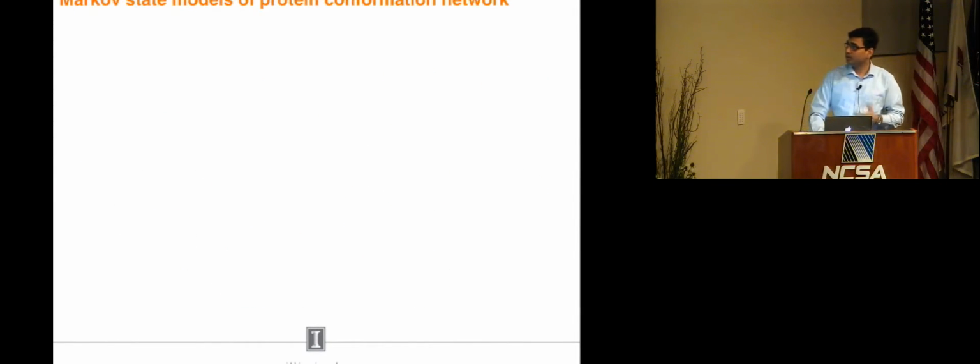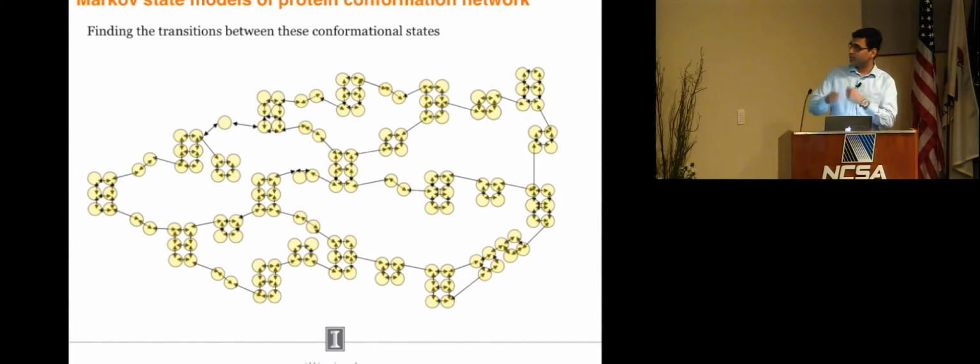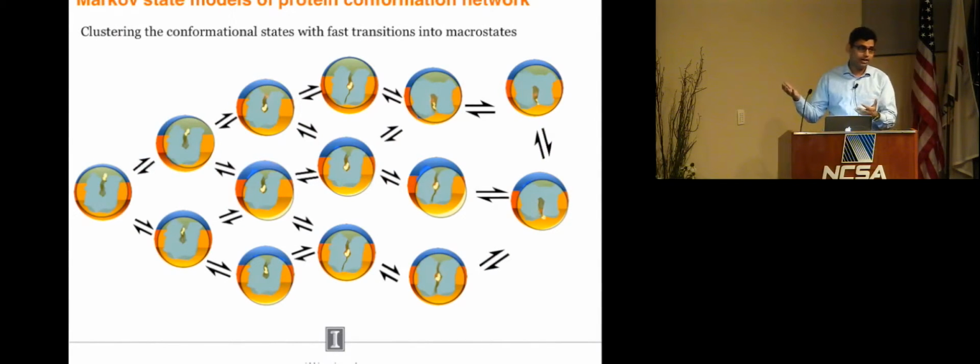Once you have this data, you cluster it into a lot of states. You find out the rates of transition between these different conformations. If the transitions are really fast, you can club them together into bigger states, which make more sense to a non-expert. And now we can build this type of network model for the protein dynamics, which gives you an accurate description of the dynamics. And now we can take this network and start predicting experiments.